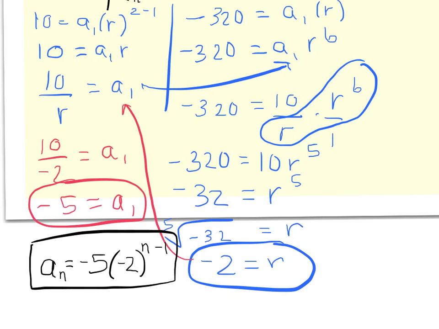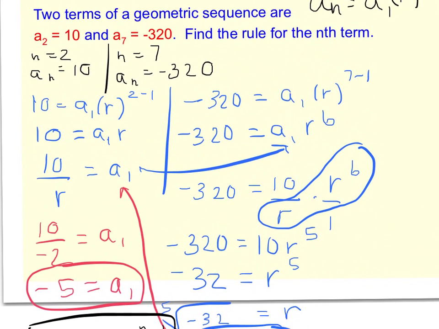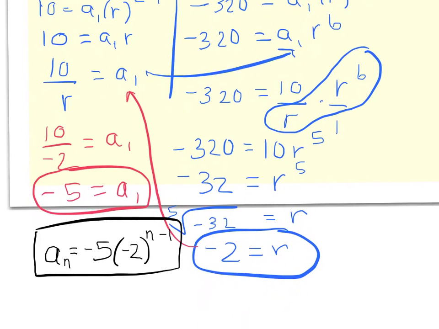So again, I started by substituting the 2 points into the geometric equation, then I solved one of them for a sub 1 and substituted into the other, and then just did some algebra to figure out the answer.